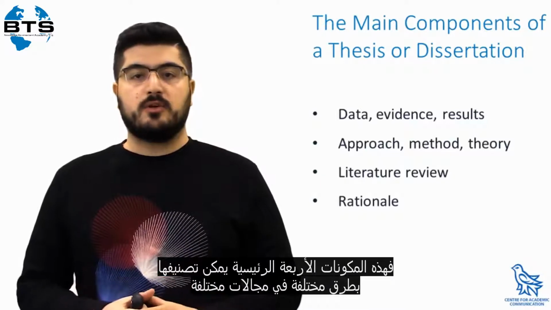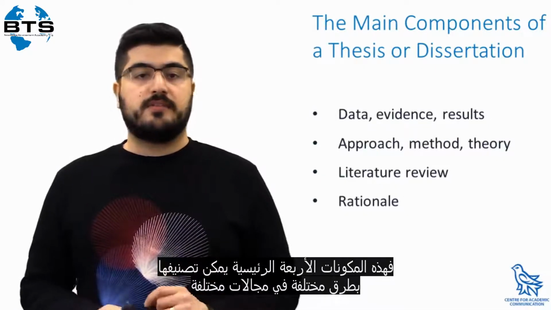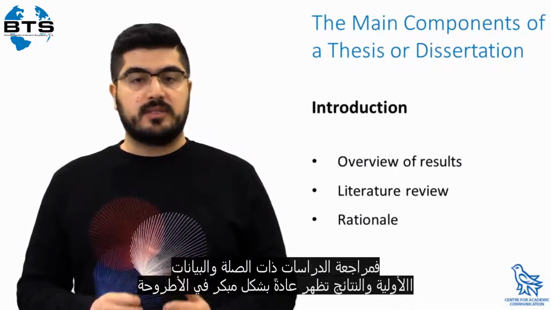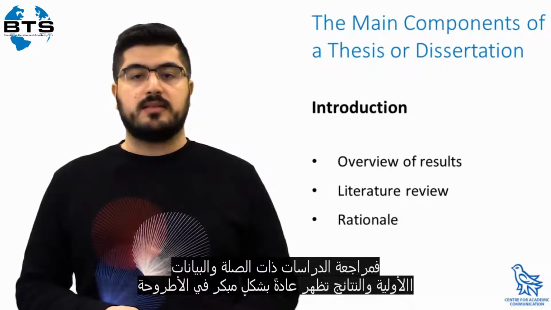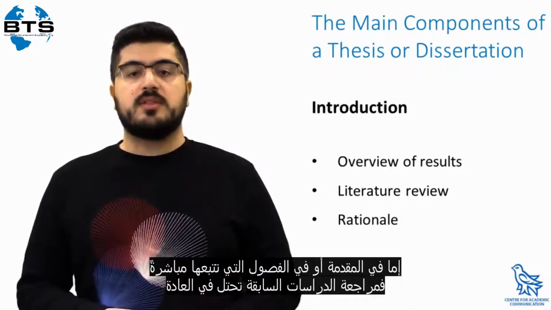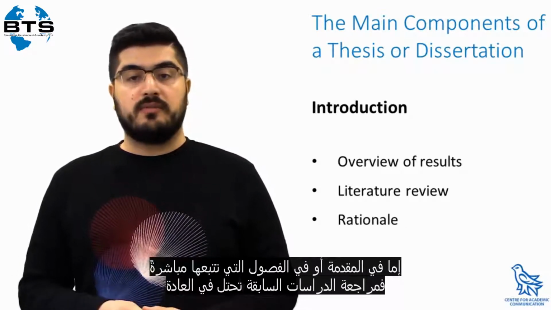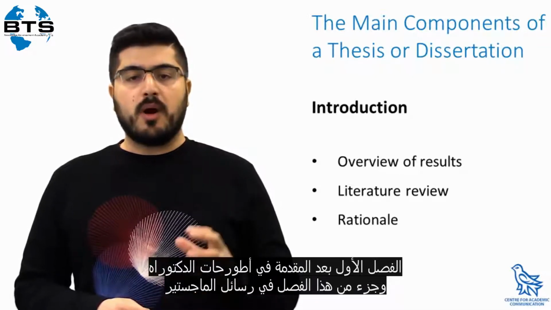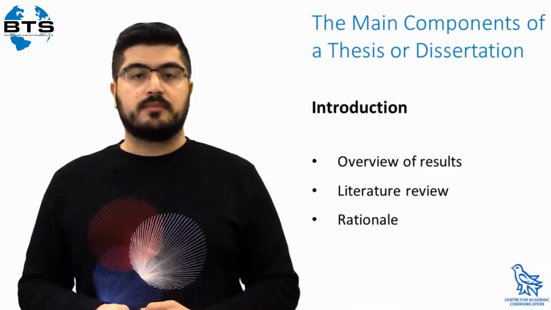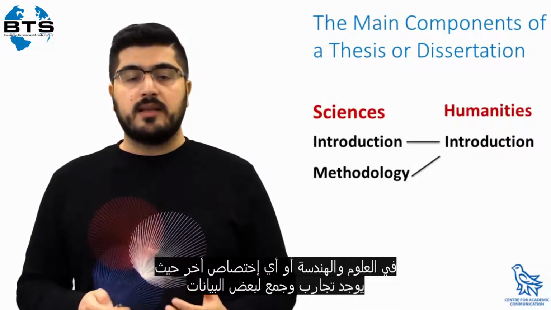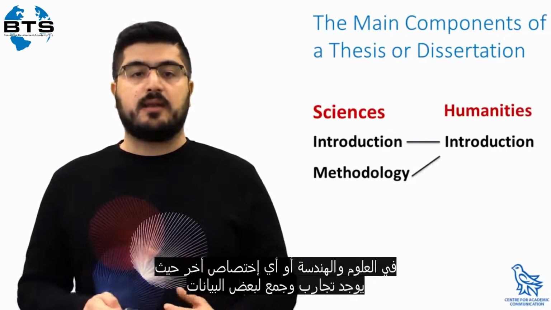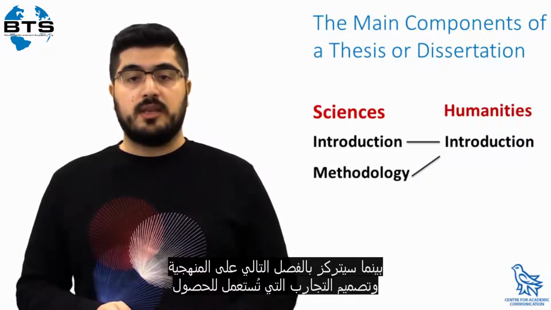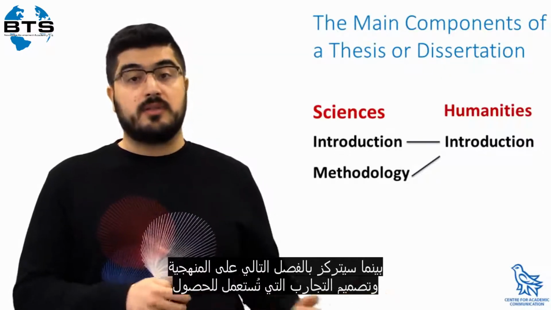Now, these four main ingredients can be organized in different ways in different disciplines. A review of related literature and an account of your raw data and results usually appears earlier in the thesis, either in the introduction or the chapters immediately following it. The literature review is usually the first chapter after the introduction in PhD dissertations or part of that chapter in an MA thesis. In sciences, engineering, or any discipline where there is an experiment and some data collection involved, the next chapter or chapters would outline the methodology and the experimental design that is used to obtain the results.